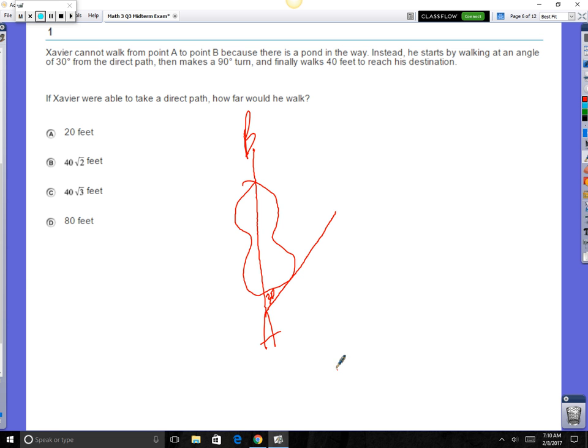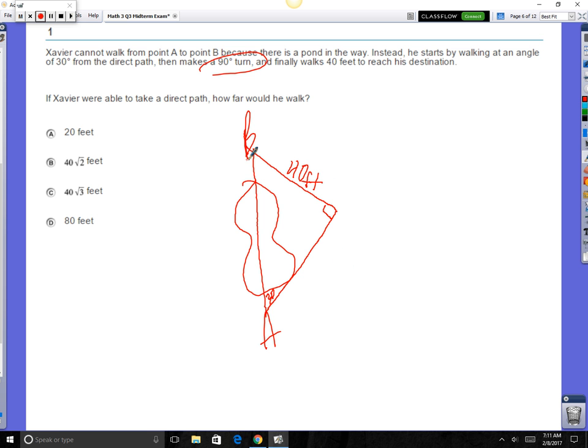And then he takes off at a 90 turn, so however far he walks, enough to get around the pond, and then he goes 90. So you got a little 90 right there. Okay, and finally he walks 40 feet to reach his destination. So after he made that 90-degree turn, he went 40 feet. Okay, so I think we got it.